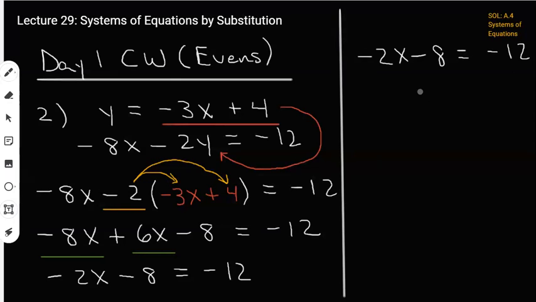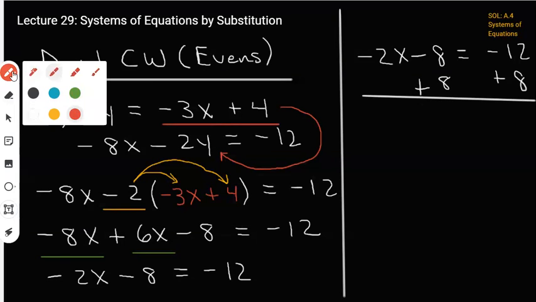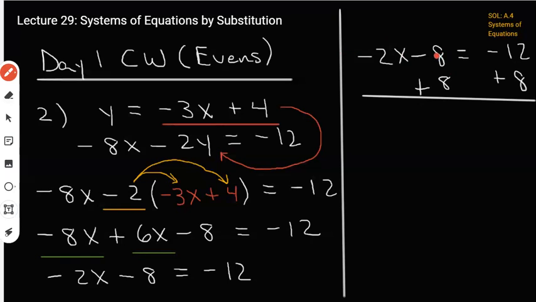The first thing I'm going to do is add 8. When I do that, the 8s are going to cancel out. So this negative 8 and the positive 8, they're gone. And I can bring down the negative 2x. Over here on this side, I have a negative 12 plus 8. That's going to give me negative 4.